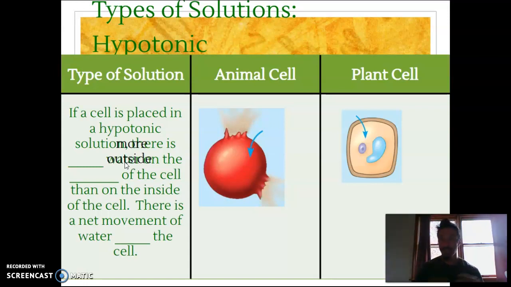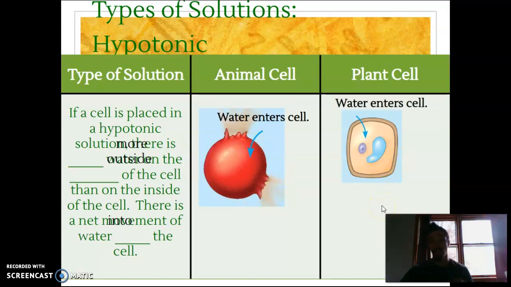So more water on the outside of the cell than there is on the inside of the cell. So there's more water outside than there is inside, and we follow that concentration gradient. Where's water going to move? Water is going to move into the cell, and it's going to blow it up like a balloon, basically, like you see here and here. Okay, the cells look like they swell.